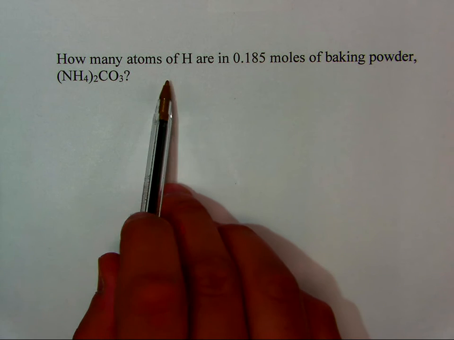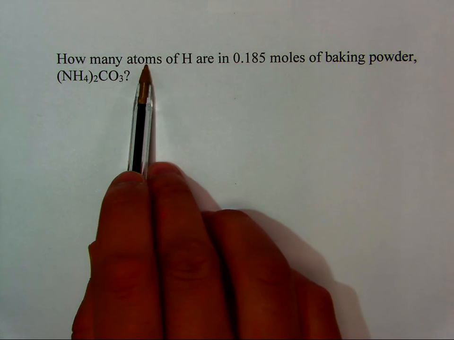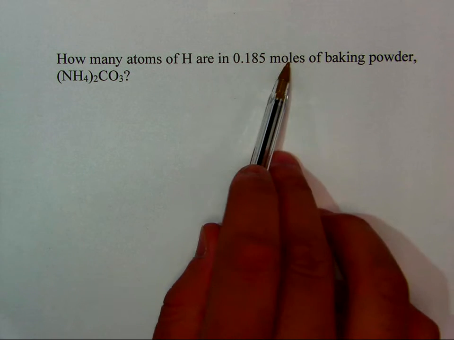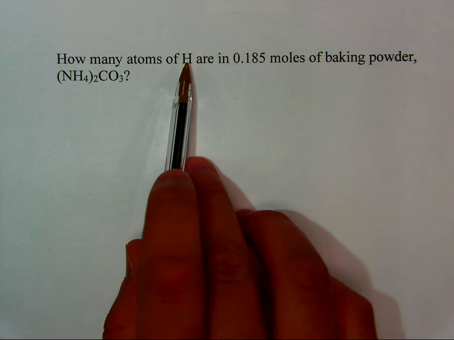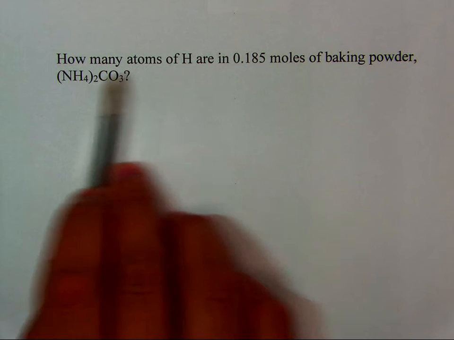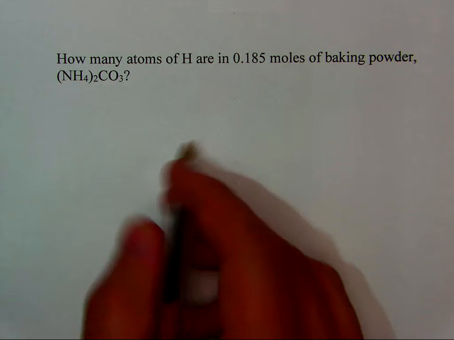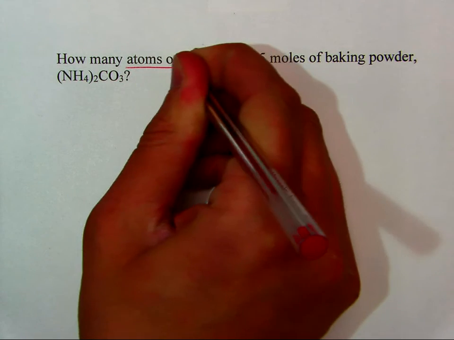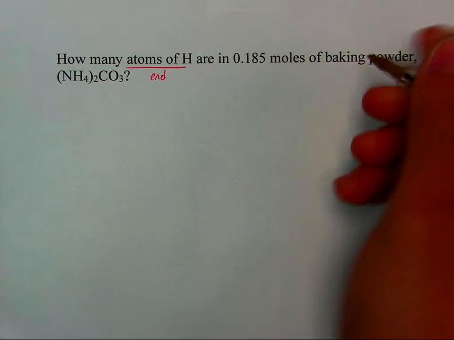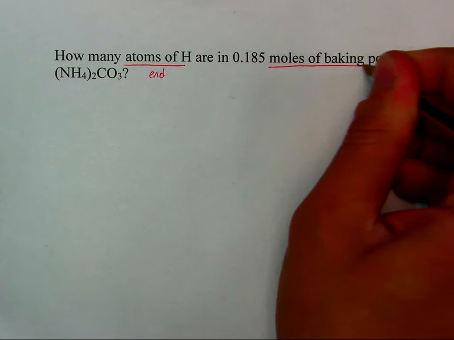Okay, we look at those units. The units have two parts. Atoms and moles is the first part. And then we're also changing between hydrogen atoms and this entire formula, the entire compound. So atoms of hydrogen is where we're going to end. Where we're going to start is moles of baking powder.